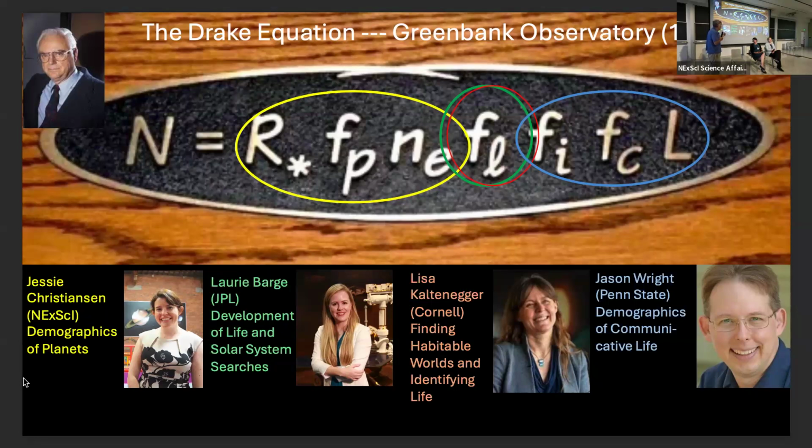And then there are two fractional terms: the fraction of those worlds that develop intelligent life, and the fraction of those worlds where they are actually in a communicating phase. And then perhaps the most mysterious term of all is the lifetime of a communicating civilization. Jason Wright, who's been leading a lot of efforts in technosignatures, will talk about that. So we'll start off with Jessie.